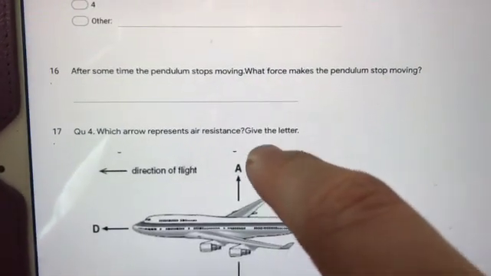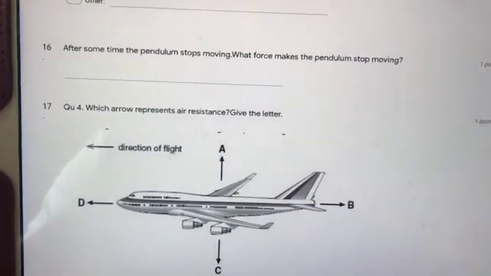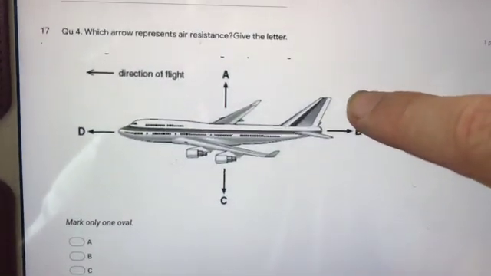The pendulum stops moving. What force makes it stop moving? There's two you could write here. You could talk about friction, or you could talk about air resistance. Either of those would get you the mark.